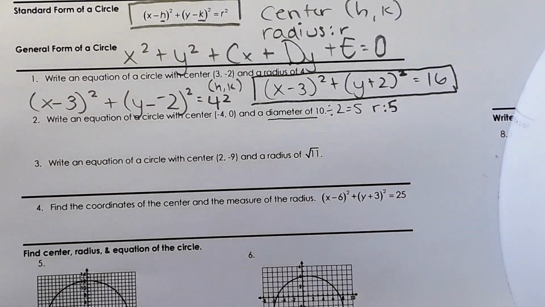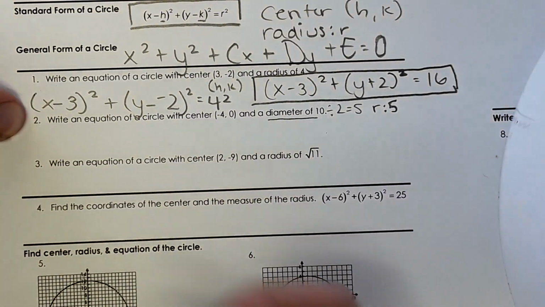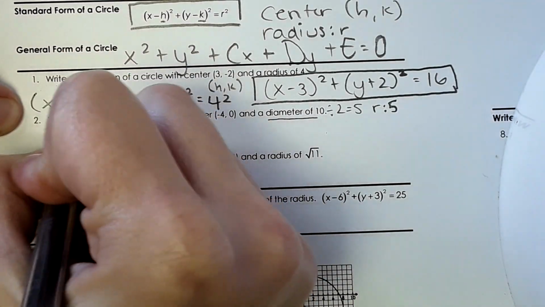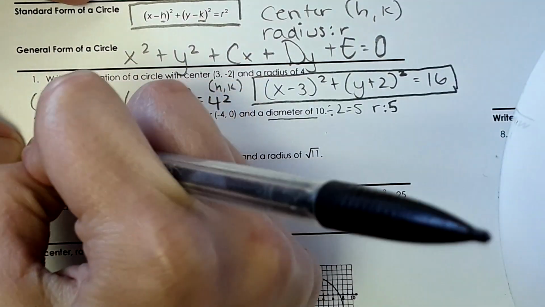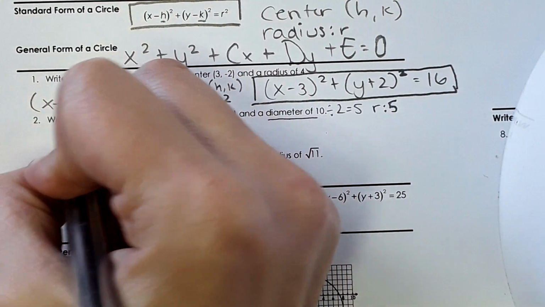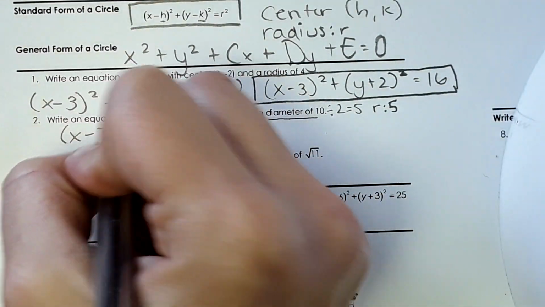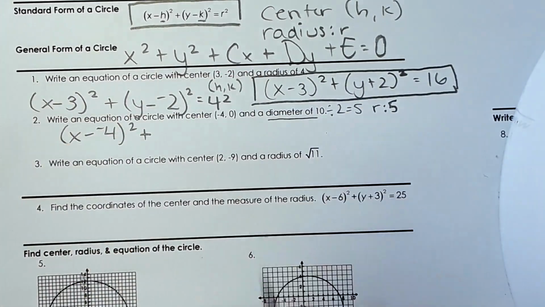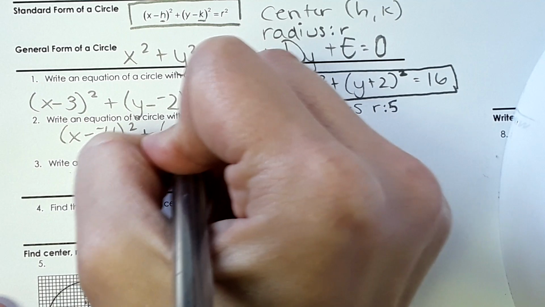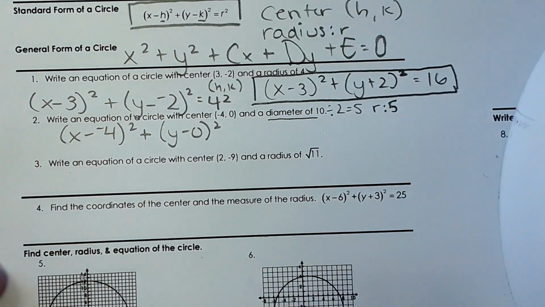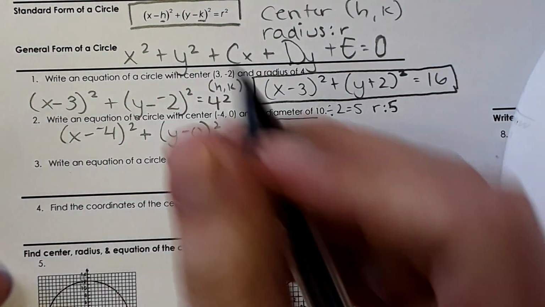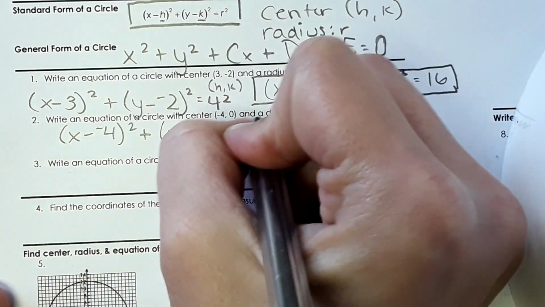Now it says to write the equation. So using the same method we did in the last problem. X minus -4 squared plus y minus 0 squared equals 5 squared.